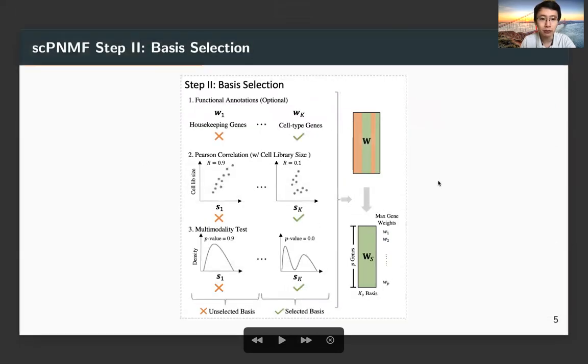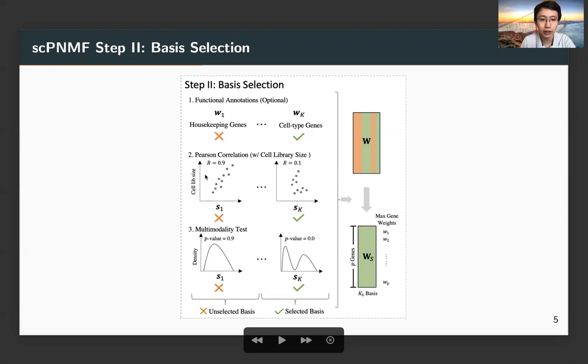In the second step, we want to perform the basis selection. Although we get K different bases, or you can treat these as K different metagenes or K different factors from the PNMF algorithm, not all of them are related to your biological interest. So here we have an optional step. If you have prior knowledge, you can perform functional annotation, for example, GO annotation, and you can remove those factors which are not related to your interest.